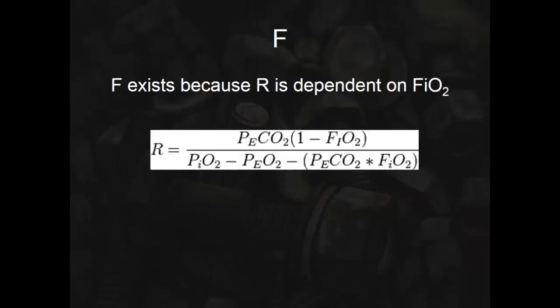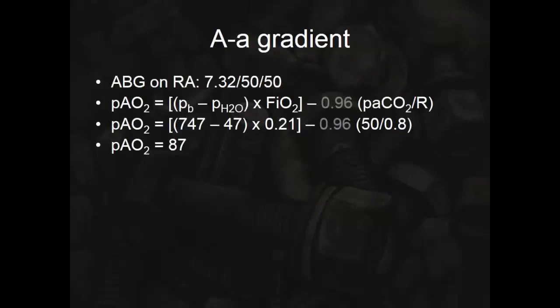So F exists because R is dependent on FiO2. This is the equation. I suggest you don't memorize it. Just know that if somebody's on 100% oxygen, they have more problems than just their A gradient. Okay, the A gradient, therefore, is easy. 747 minus 47 times 0.21 is 147, minus 50, divided by 0.8 gives you 87.